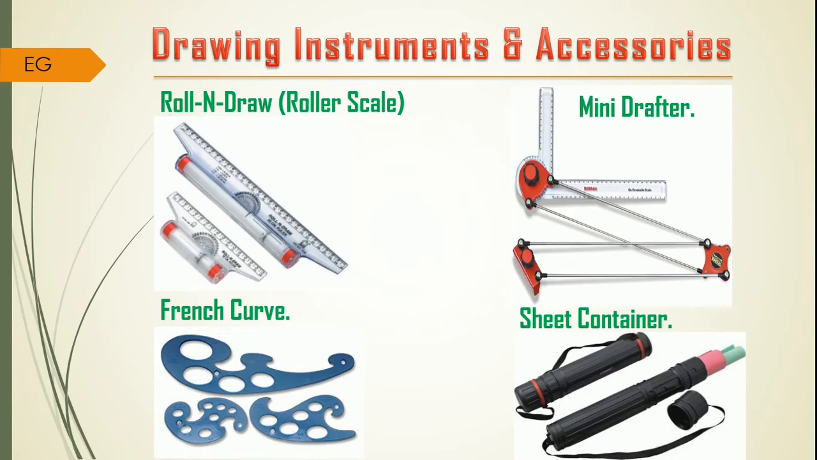Moving to the right side, there you have the mini drafter. The mini drafter is a combined machine which does the function of the T-square, set square, scale, protractor, and the roll and draw, all combined in your drafting machine, and that is called the mini drafter. This is a popular instrument used by draftsmen for drawing any particular object or its views.